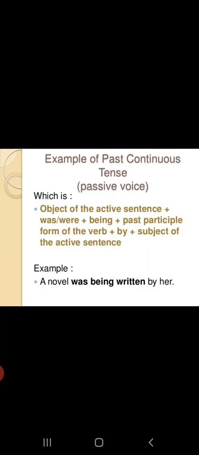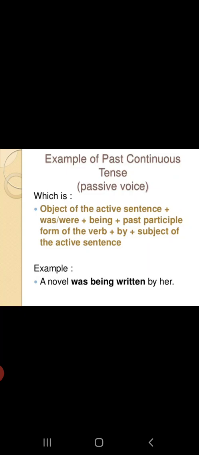Okay, now move on to the next, that is past continuous. Guys, if your active voice is in past continuous tense, then how will you change it into passive voice? Okay, have a look at the rules. For that, the other rules will be the same, only we will change the auxiliary verbs. So the object of the active voice will become the subject of the passive voice.